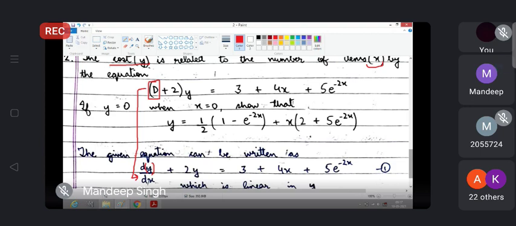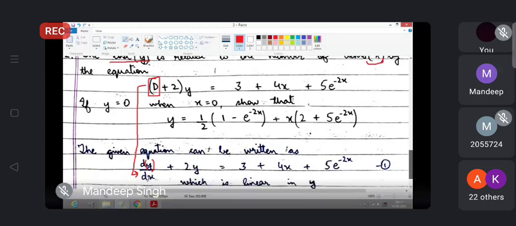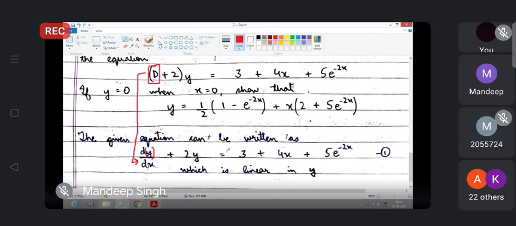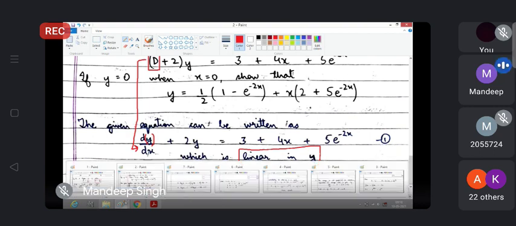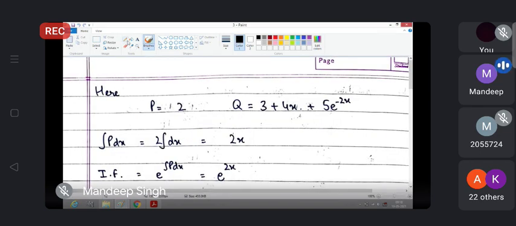ये लीनियर विथ कांस्टेंट कोएफिशिएंट्स वाले मैंने लिखा हुआ वो एक बार फिर से चेक कर लेना. ठीक है. So this equation is linear in y. dy over dx plus py is equal to q वाला फॉर्म है इसका. Moving on. Here p is equal to 2 and q is equal to the right hand side, which is 3 plus 4x plus 5 into e raised to the power minus 2x.